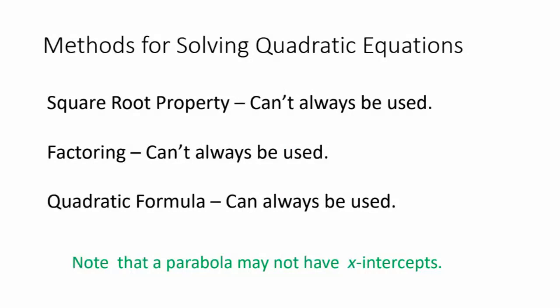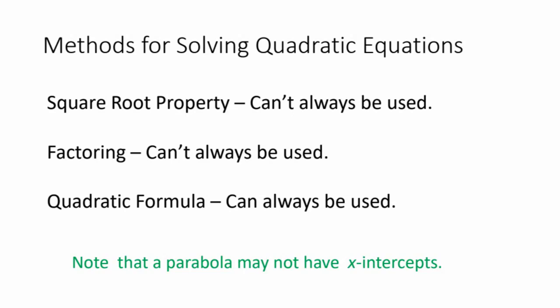And again, methods for solving quadratic equations. Solving quadratic equations means finding the zeros, or finding its intercepts. All these mean the same thing, and there are several ways of doing this. The method that we're going to be using when we have it in standard form would be our square root property. But that can't always be used. If they give us the equation in general form, then we need to factor it. But sometimes factoring doesn't work.